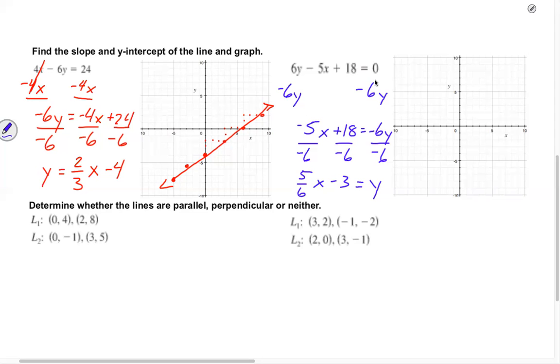Now we start at -3. And we go up 5. 1, 2, 3, 4, 5. To the right 6. And I connect my dots.